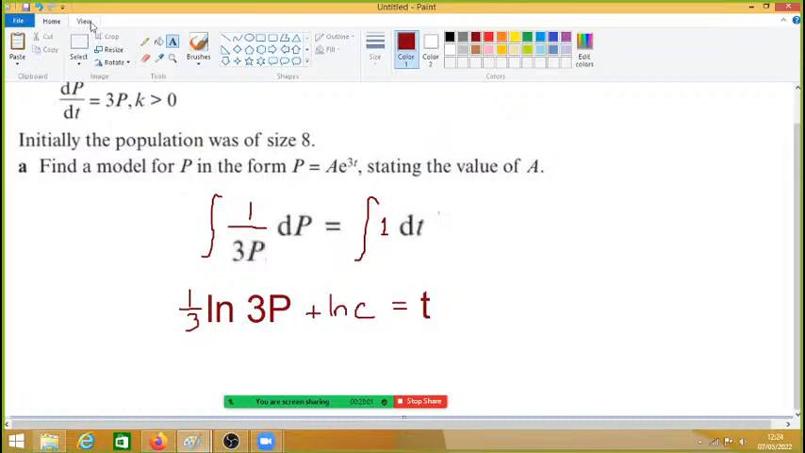So from here, what we want to do is just take a sneak look at the answer. We want to try and get it all into the format that they've got here. Notice they've got 3t and we've only got t. So I can get rid of this 1/3 by multiplying everything by 3. So that will drop off. This would become 3 times the natural log of c, and this would become 3t.